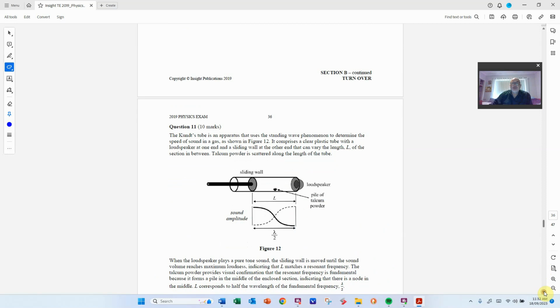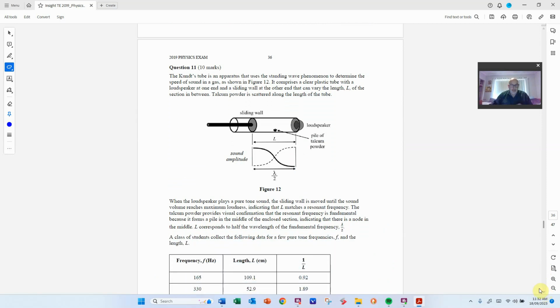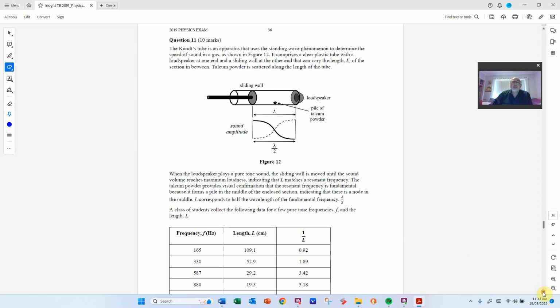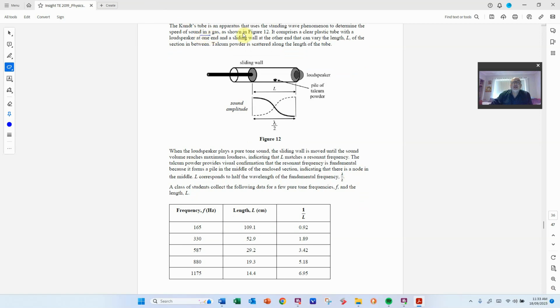Next one. So this is like the Kundt's tube that we use. They've done some measurements, changed different frequencies, to determine the speed of sound in a gas, as shown in the figure, comprising a clear plastic tube, which we know, fellas, we've done this before in class. The only thing we didn't do was put talcum powder in it so that you could see where it bunches up. So when the loudspeaker plays a pure tone, the sliding wall is moved until the volume reaches a maximum loudness, indicating that L matches the resonant frequency. The talcum powder provides visual confirmation because it forms a pile in the middle of the enclosed section, indicating there's a node. And that corresponds to lambda over 2.